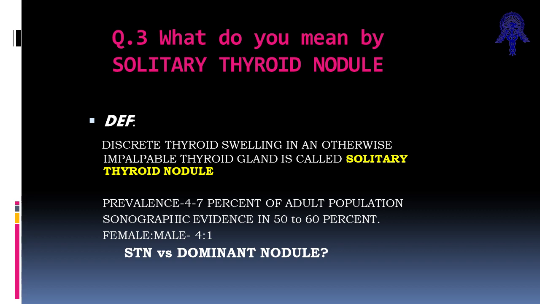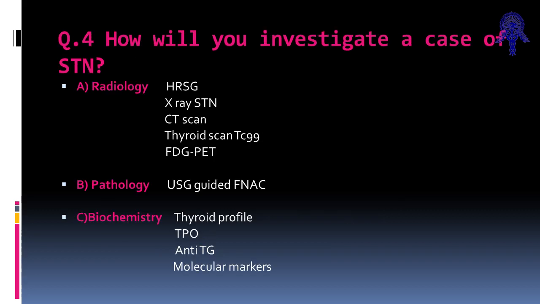So this can be of two types. As I mentioned, it can be a solitary nodule or it can be a dominant nodule. The prevalence is 4 to 7% of the adult population. However, if you do ultrasonography, you can appreciate it in 50 to 60% of the population. Female to male ratio is 4:1.